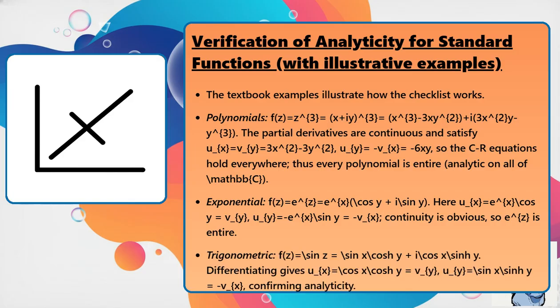Trigonometric: f(z) = sin x cos y + i cos x sin y. Differentiating gives u_x = cos x cos y = v_y, and u_y = sin x sin y = -v_x, confirming analyticity.